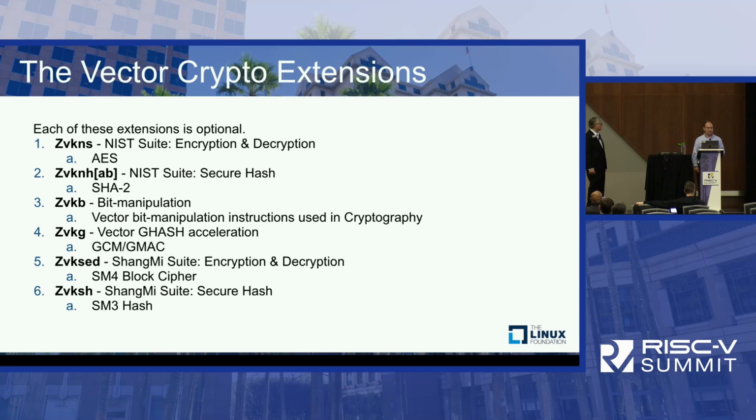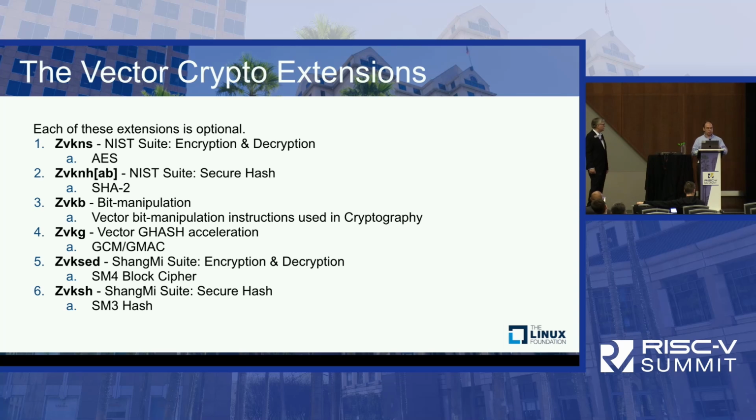The ZVKB is bit manipulation instructions that are useful in cryptography. These are some of the instructions that accelerate SHA-3. They're also general purpose bit manip instructions. You can even just implement that even if you're not interested in cryptography because it has other useful things like bit reversal, endian swap, carryless multiply.